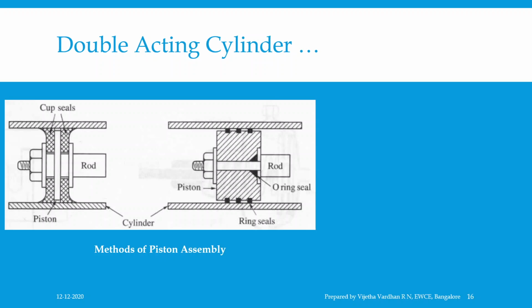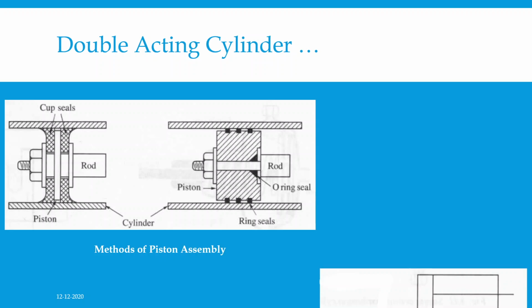The materials used for different parts are, for the cylinder, stainless steel, aluminium, or it could be a brass tube. For the piston, it should be cast iron or steel. And coming to end caps, cast iron or aluminium will be used.